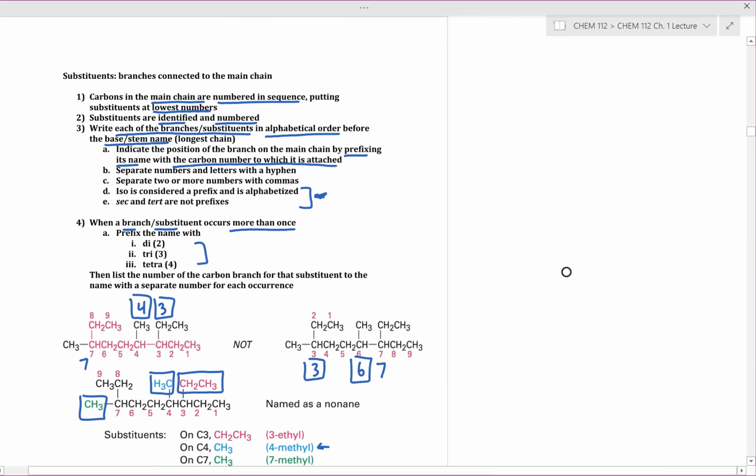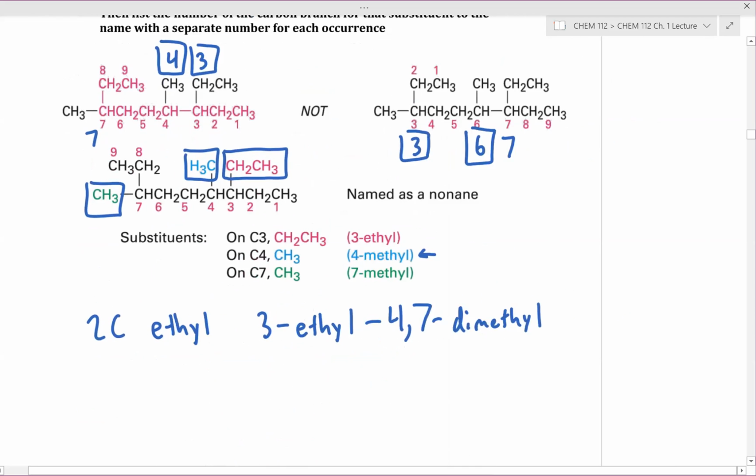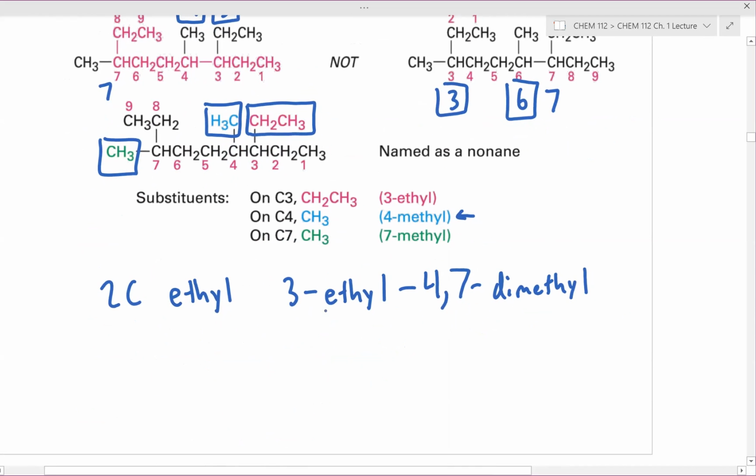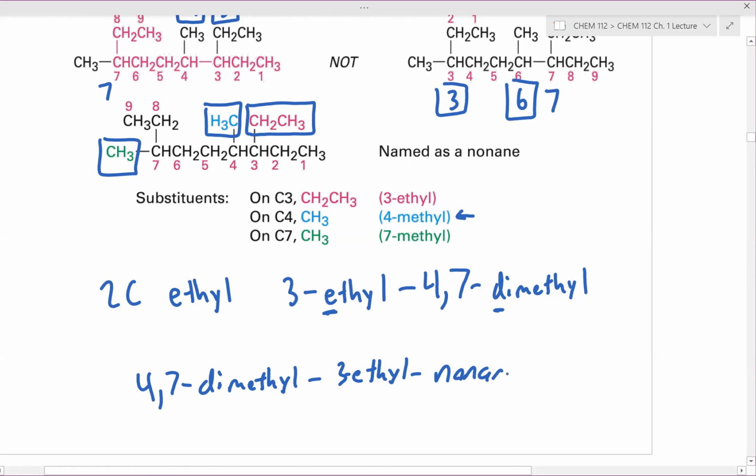Now, since we're following alphabetical order, if we compare E and D, what is first? D. So this would be 4,7-dimethyl-3-ethylnonane, just as our preliminary name.